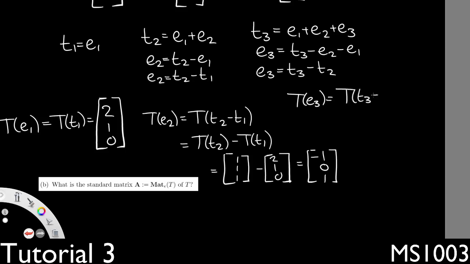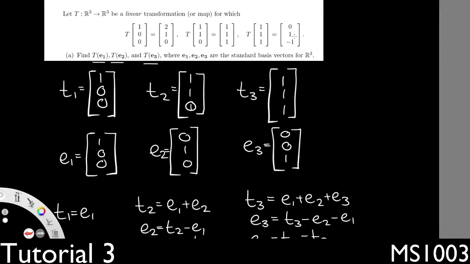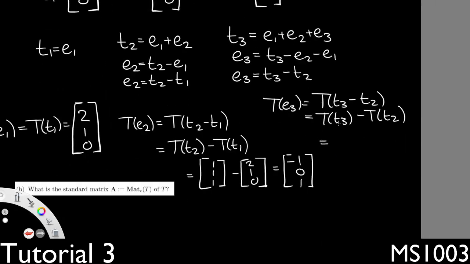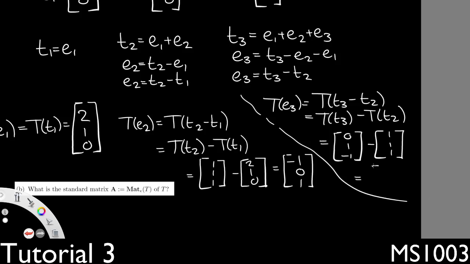So T of e3 will be T of t3 minus t2. Again, I can break this apart because T is linear, like this. And then I know that T of t3 is 0, 1, minus 1. So I have 0, 1, minus 1, minus T of t2, which was 1, 1, 1. And that gives me that T of e3 should be minus 1, 0, minus 2.